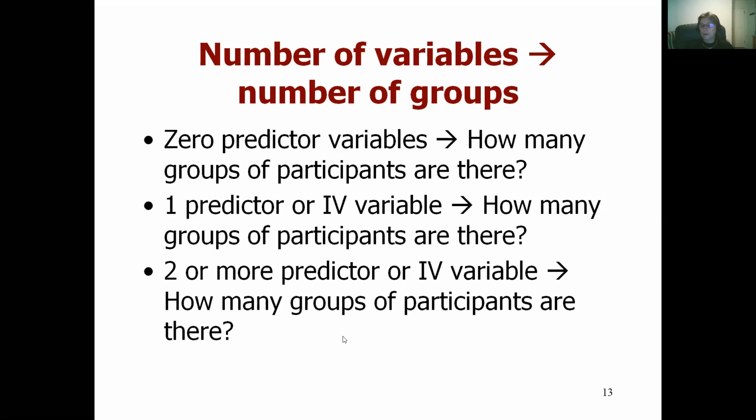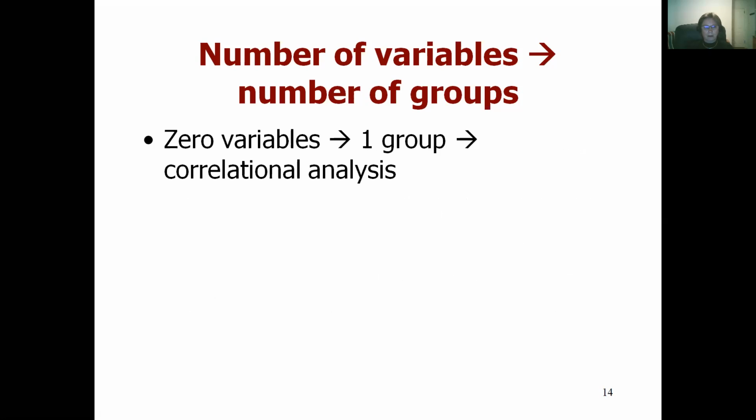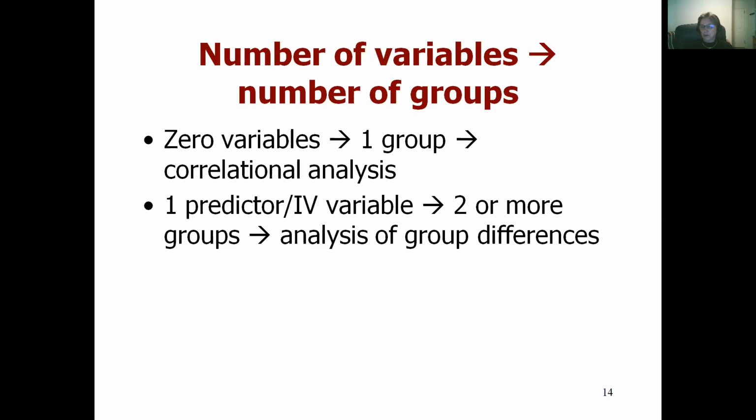And if we have two or more predictor variables, which will be the case in complex designs with experiments, I don't think we're going to get to that, we may have as many groups as there are conditions. So if there are two independent variables, each with two levels, we will have four groups. Again, that is not going to be a part of the remainder of this course, but it will definitely be a part of your 266 course. All right, so I'm just repeating again: one group, correlational analysis; two groups, depending on whether it's categorical or continuous, we will have either chi-square or t-test.